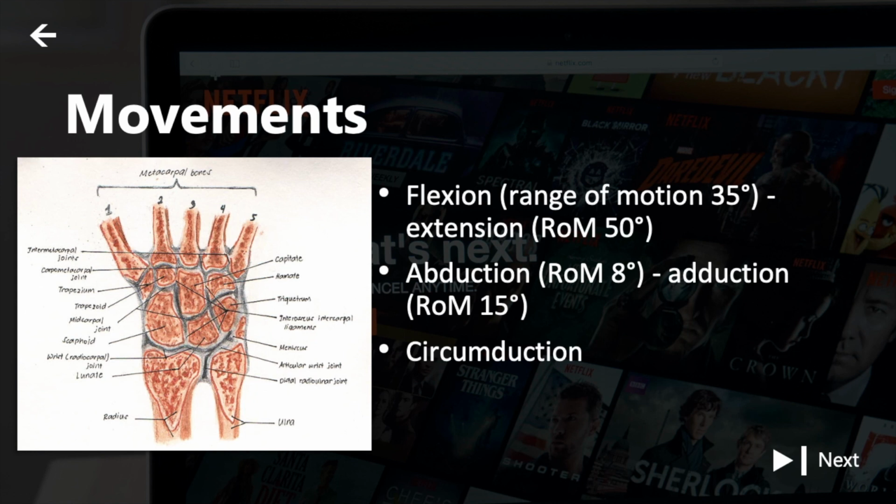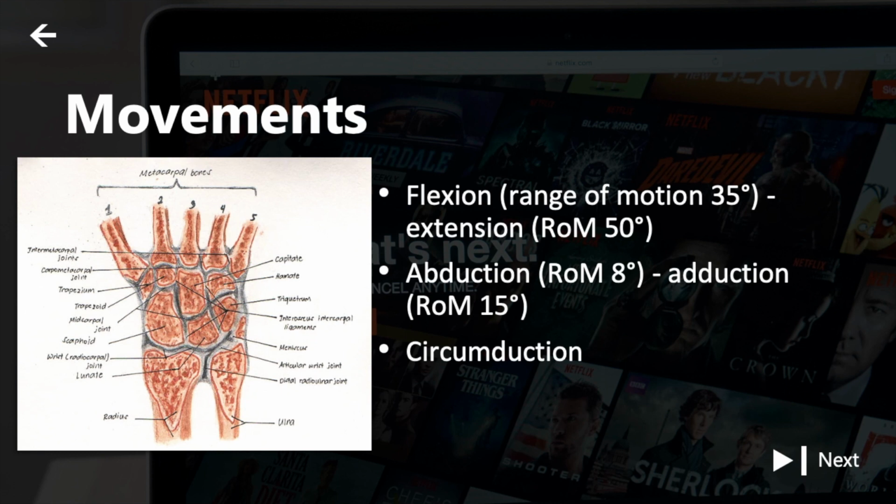So to summarize, it is a synovial plane joint. It articulates on the proximal row, the adjacent articular surfaces of the scaphoid, lunate, and triquetrum bones; the joints of the distal carpal row, the adjacent articular surfaces of the trapezium, trapezoid, capitate, and hamate bones; and the midcarpal joint, the distal articular surfaces of the proximal carpal bones.